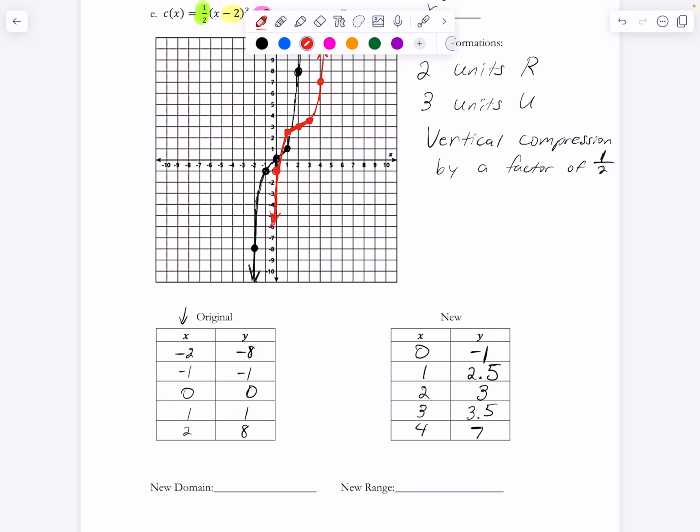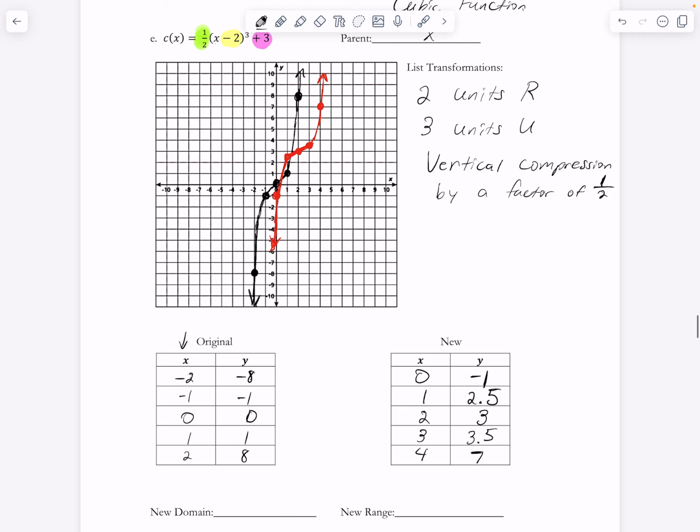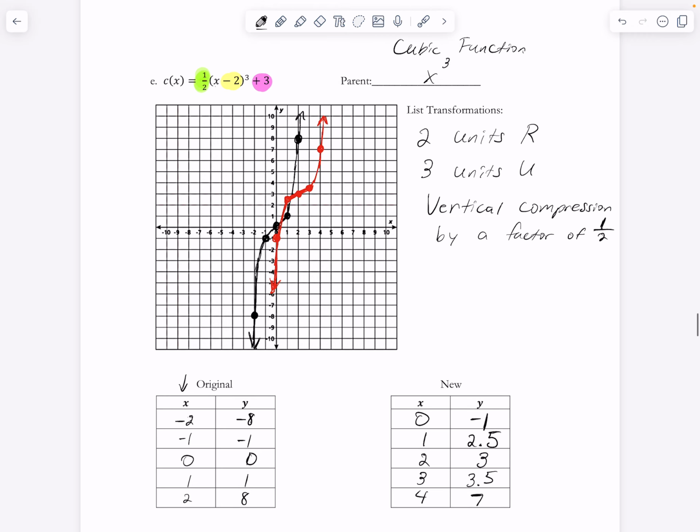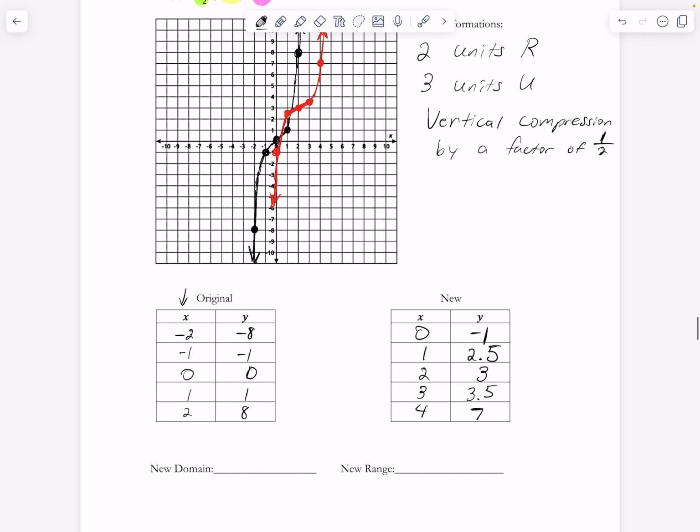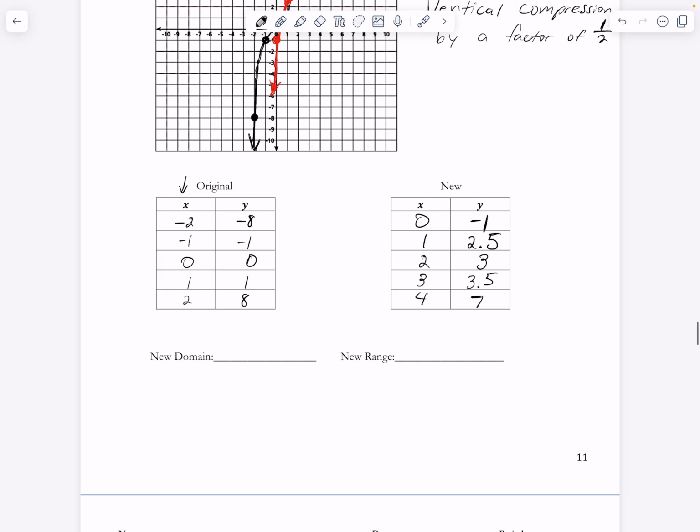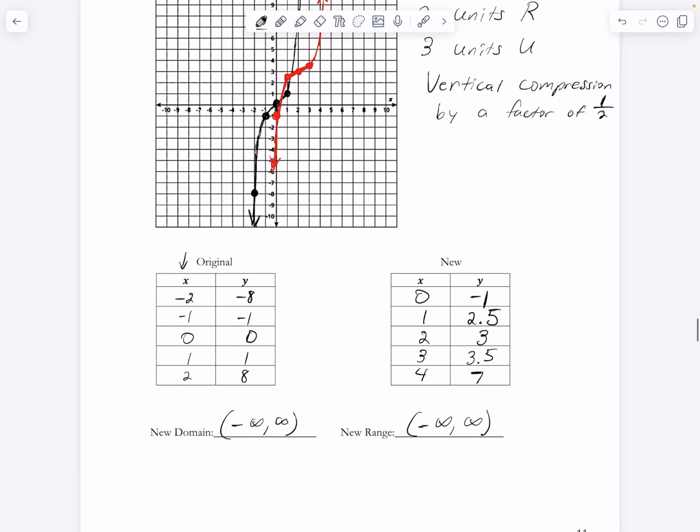This one should be hopefully straightforward. Even though we have compressed it a little bit, with cubic functions, you can always plug in anything you want, and you're always going to get any y value as well when you plug in any x. So the domain and range is going to be all real numbers for both, or what I write is -infinity to infinity.